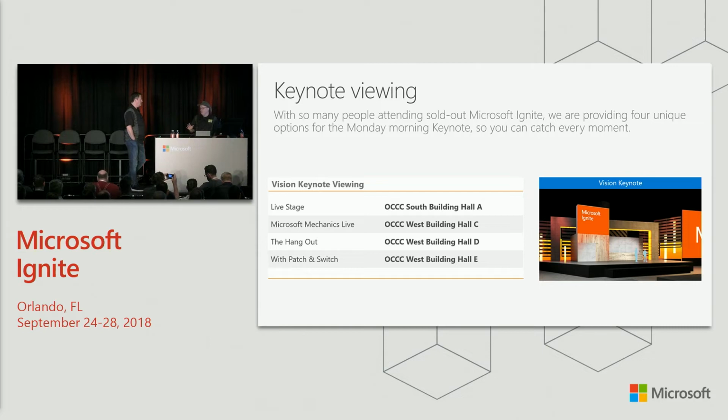So I know some people, that's all that they come for, is to be able to get front row seating at the Vision keynote, and so they make sure they get there nice and early to be able to do it. For viewing options, in the West building, you've got the Mechanics Live stage, so you'll see that when the expo hall opens up. You'll be able to see that there is a really cool little stage and some cushy seats.